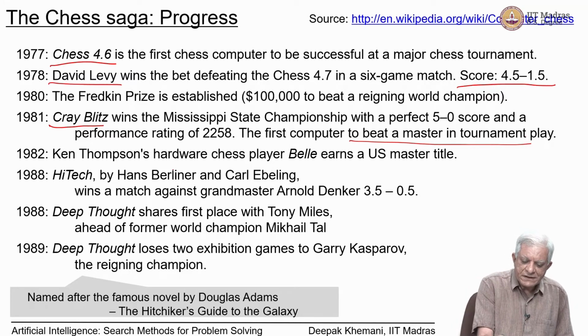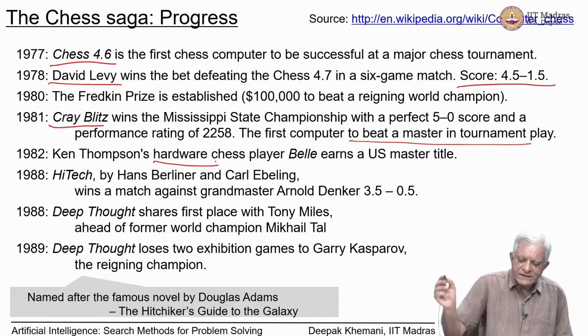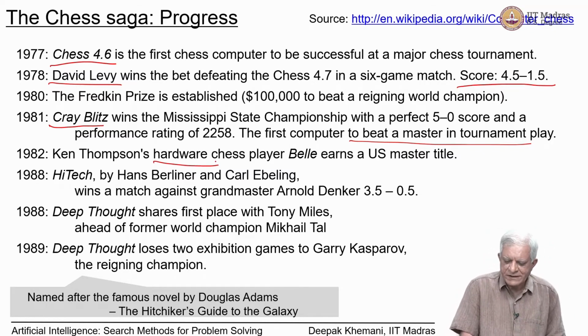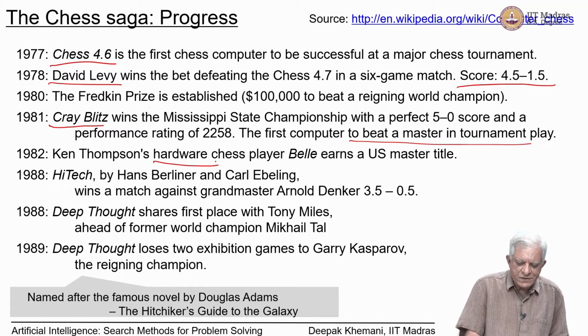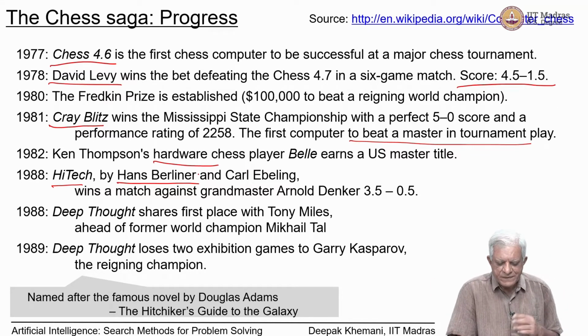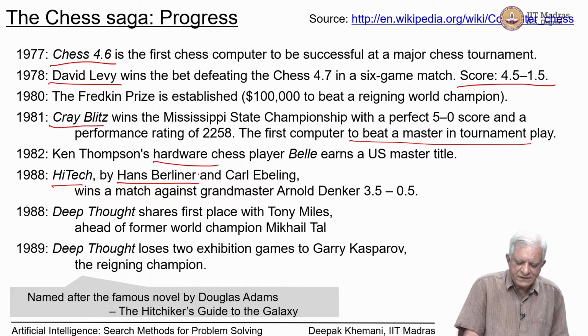Then people turned their attention to hardware, and they said that if you have 64 squares, why can't we have 64 processors sitting and analyzing the chess positions and so on. Then there was a program called High Tech by Hans Berliner, who himself was a well-known chess player. It won a match against Grandmaster Denker, 3.5 versus 0.5. So it was a 4-game match.